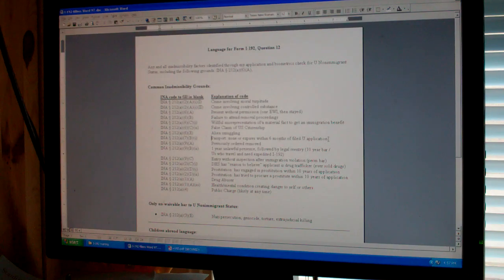Passport, none or expires within 6 months of filing an EU application. That's going to be for, and I discussed this in the 918 section, if a father won't sign paperwork permitting his minor child to get a passport, that child is going to have to get the passport requirement waived, and the passport requirement is 212A7B1. Another reason would be that the applicant just can't afford it right now. So that would be a reason that they wouldn't have it. In which case we would grab that and stick that in that same language.